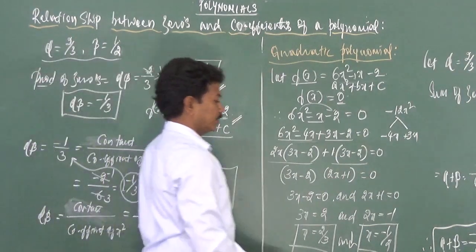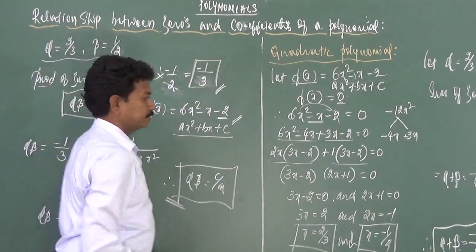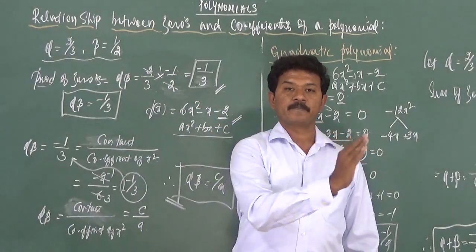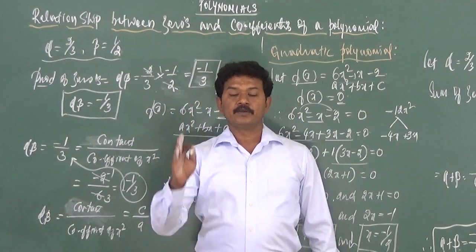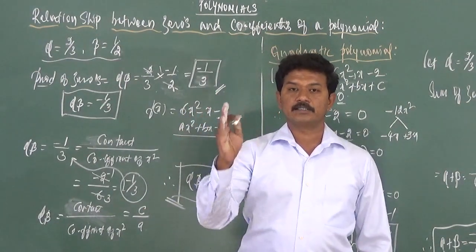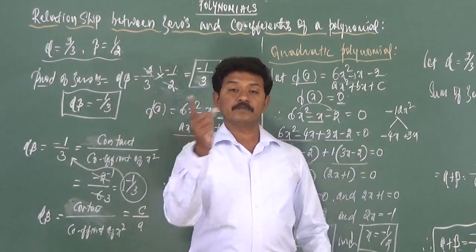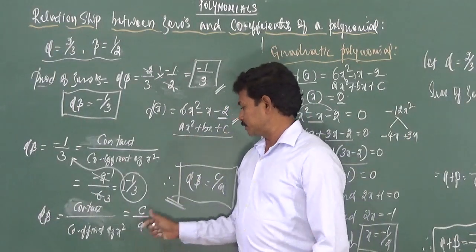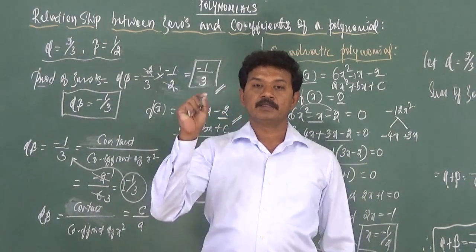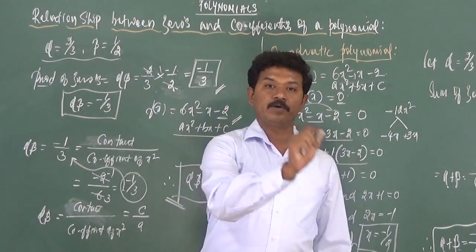So what is the advantage here? We have alpha plus beta as minus b by a, and we have alpha beta as c by a. So the relationship between the zeros and the coefficients of the polynomial tells us that without finding the zeros of a given polynomial, directly you can find the sum of the zeros by using the formula minus b by a, and the product of the zeros by using the formula alpha beta is equal to c by a. So this is the relationship between the zeros and the coefficients of a quadratic polynomial.